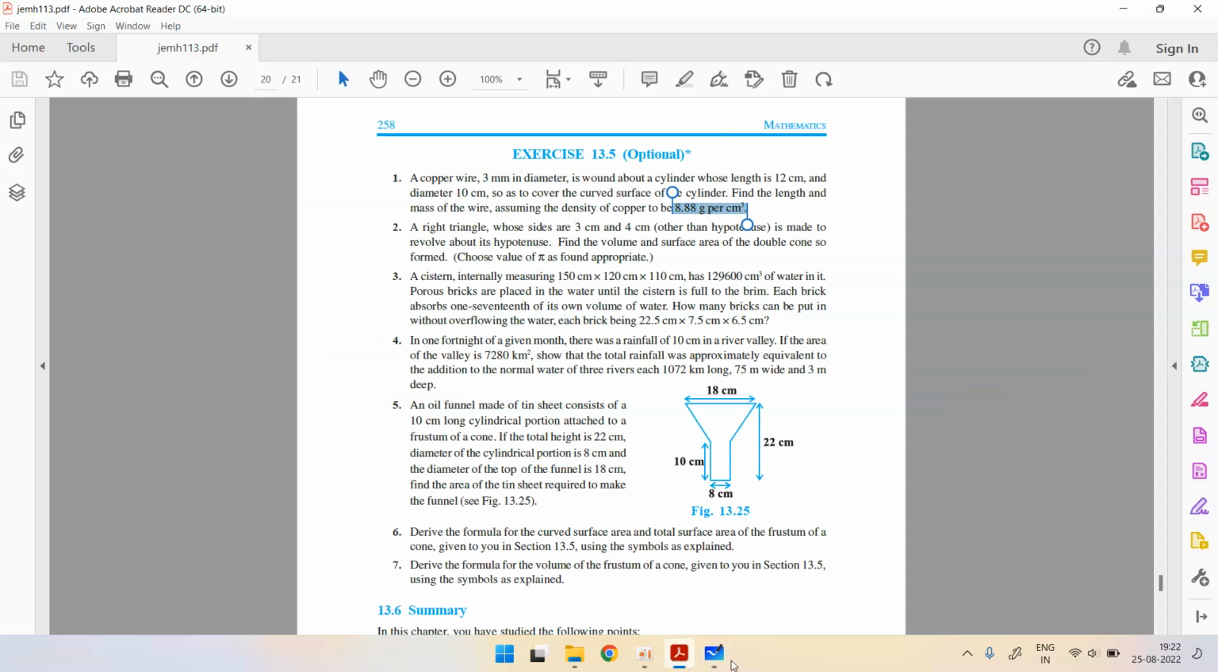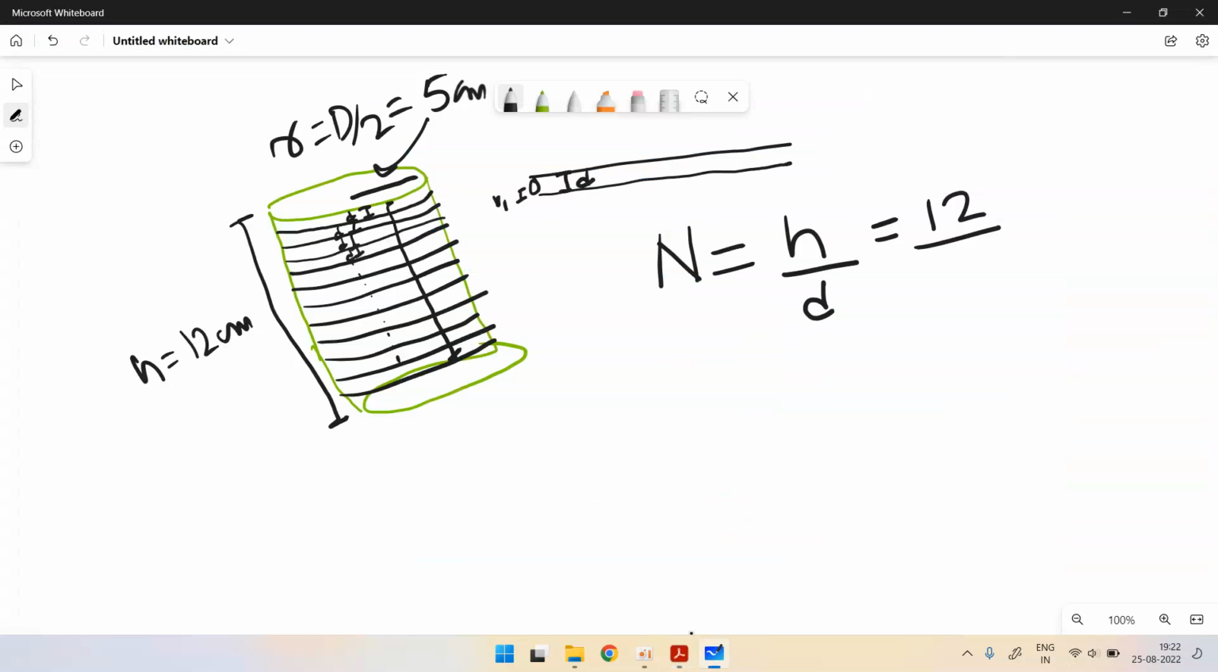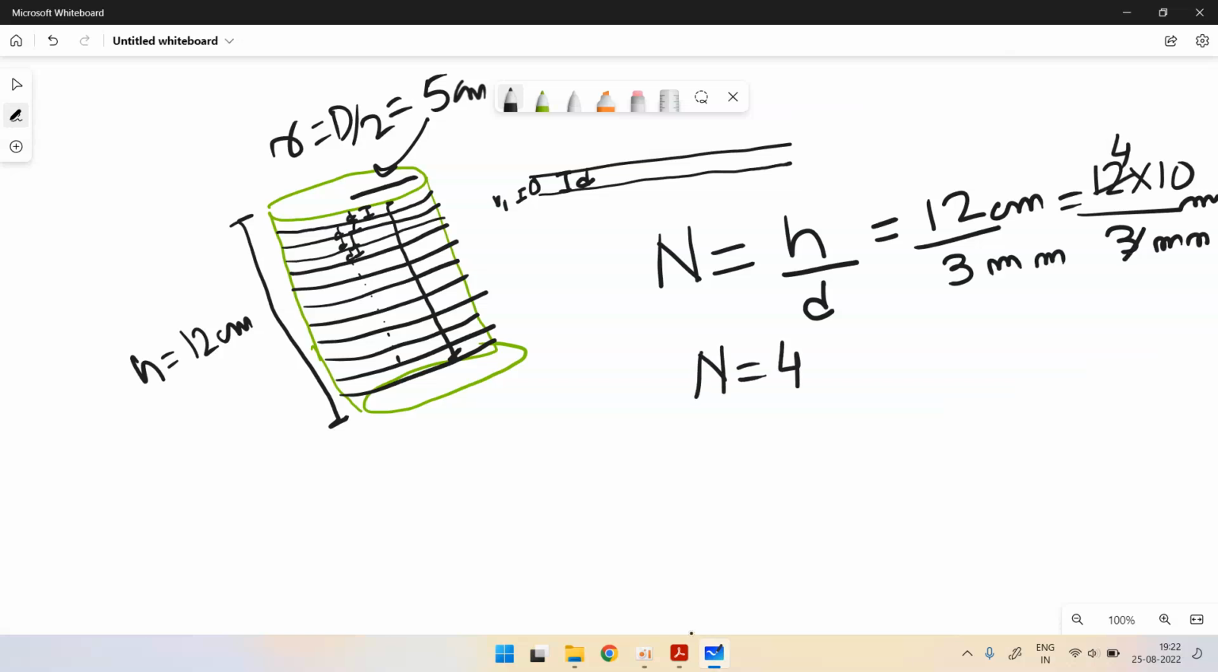See, this is the diameter of the wire, which is given as 3 mm. So this is centimeter, this is mm. Either you convert this into centimeter, or you can convert cm into mm. The answer will be the same, because 1 centimeter is 10 mm. So 3 times 4 is 12, 40. The number of turns, which has no units, that the wire will take to cover the entire cylinder is 40 turns.